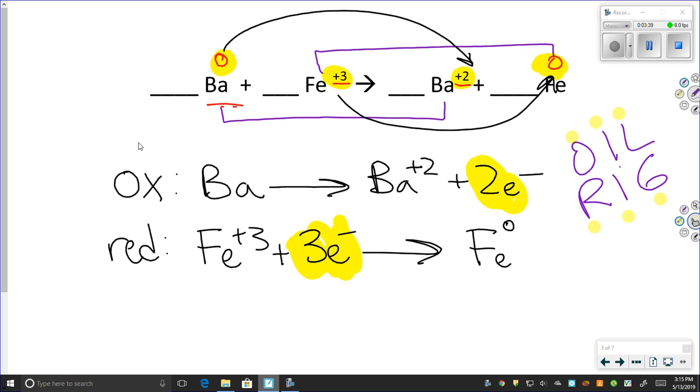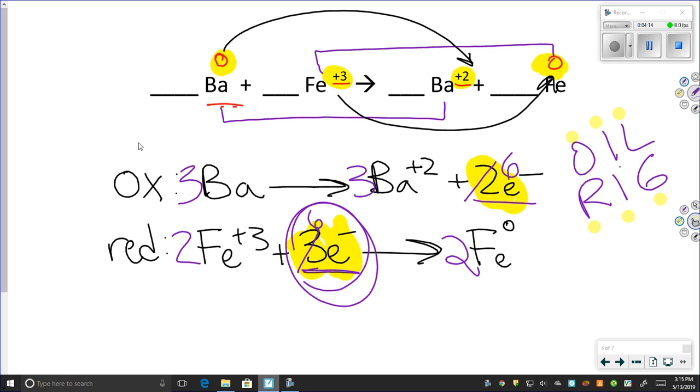So if we look here, what do we want to do to make these 2 electrons be the same number of electrons as our 3 electrons being gained by our iron, because you can't gain more than you lost and you can't lose more than you gained. Well, if we multiplied every single thing here by 3, that would give us a 6 and a 2. We multiply everything in this expression by 2. That would get us our 6 electrons. Now we have 6 electrons and 6 electrons.